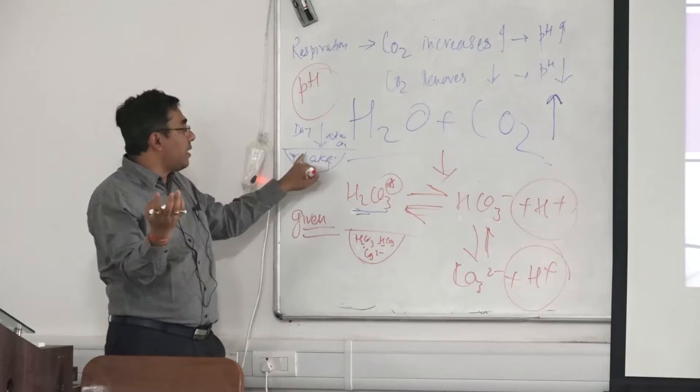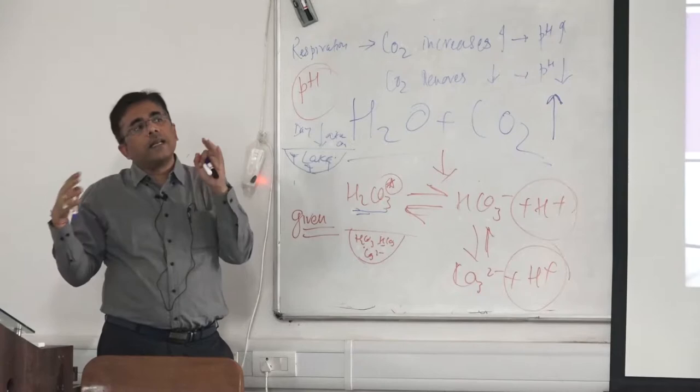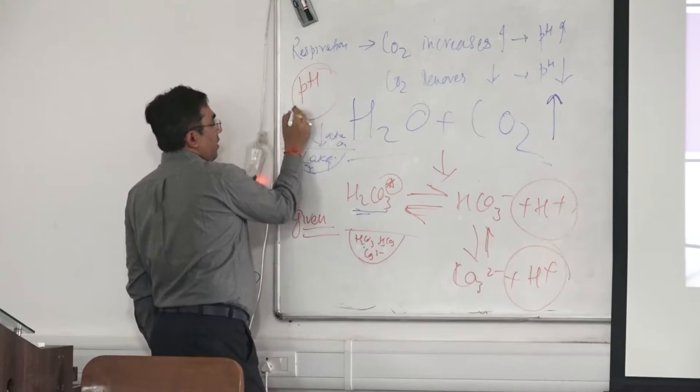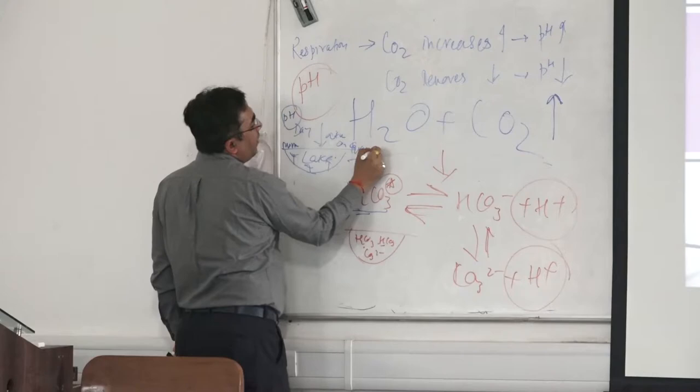and then it will start consuming CO2. It will fix CO2. And when it is night, only respiration will happen, photosynthesis will stop. So the respiration will give rise to CO2. So the pH of a lake, if I measure in the morning or if I measure in the evening, will be different or same.